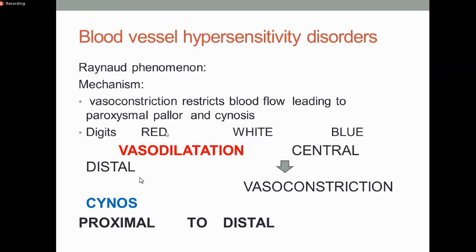In the digits, we see first redness, white, and blue. So first redness causes vasodilation, and the central area is white because of vasoconstriction, and there is cyanosis proximal to distal area, which is blue.